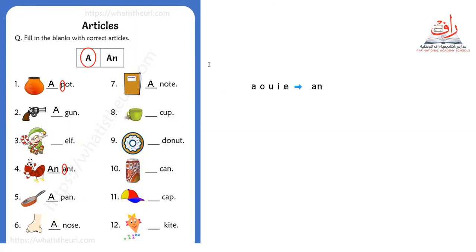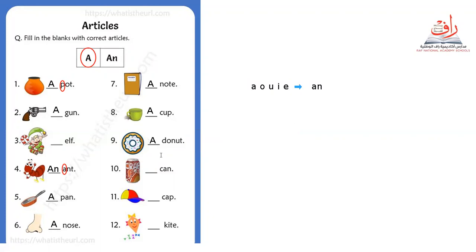eight. Does it start with the vowels? Cup. Cup. All together. What do you think we should put, A or an? A, yes, A. What about number nine? Donut, donut. Does it start with the vowels? No, so we should put A. Excellent. Number 10, we are going to skip it also.